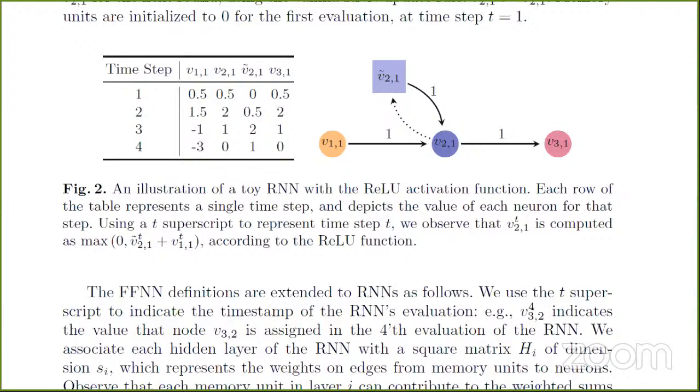Then at time step 4, the input is -3, so -3 gets propagated from 11, and 1 comes from 21 tilde. So -3 plus 1 is -2. Since -2 is less than 0, ReLU will reset it to 0, and therefore 0 is what gets propagated at 31. So this is how recurrent neural networks behave. They have a memory unit which stores what had happened in the previous time step, so that it's available for computation at the next time step, and that's the general idea. And of course you have as many memory units as these neurons.